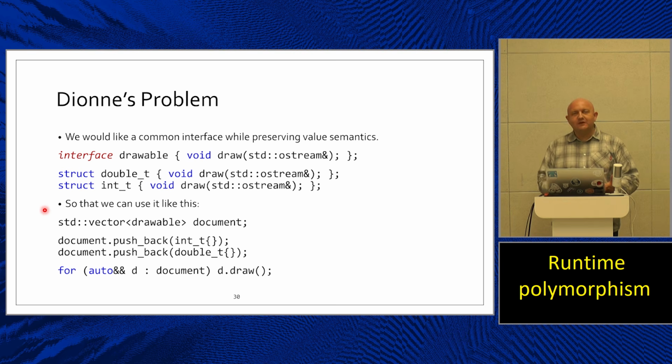This is inspired by a well-known talk by Dionne, and the problem is simple to state. We want a common interface like drawable, but we want to preserve value semantics. We want to write std vector of drawable document and push back this int and this double that both implement the draw method.